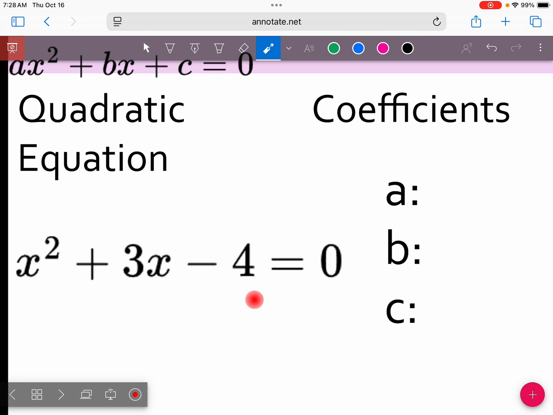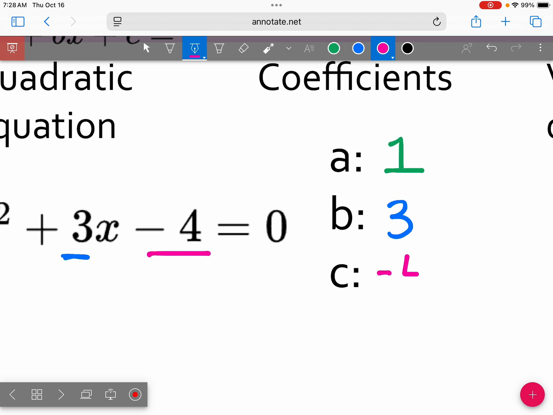What is the A value for this equation over here? 1. It's the number in front of our x squared. A is always the number in front of our x squared. So our A is a 1. What's our B? 3. B is with just the x. So our B is 3. What's our C? Negative 4. We've got to make sure we're paying attention to those signs. So our A is 1, our B is 3, and our C is -4.